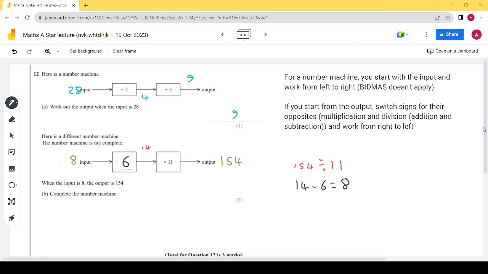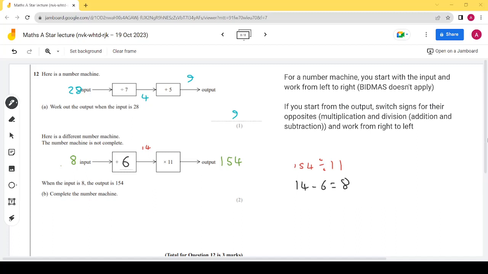So as I say, it's not a horrible topic, number machines. They don't come up too often. It's good to be familiar with them, but hopefully it's nothing which seems particularly taxing looking at that.